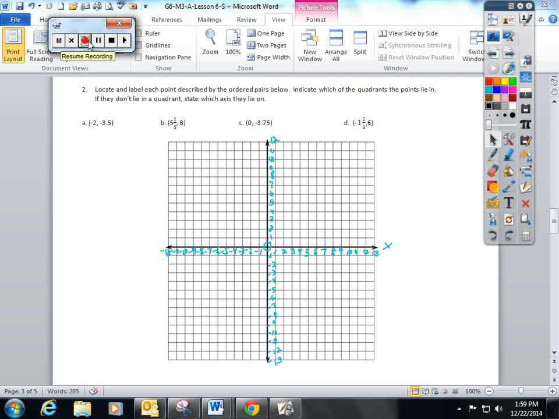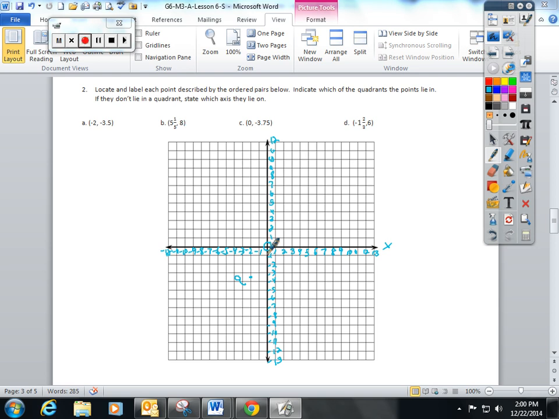Now we're going to locate and label points of ordered pairs that are not integers, positive or negative counting numbers. Now we're going to work on plotting ordered pairs that have rational numbers in it. So the first one is -2, -3.5. Starting at the origin, I go over -2, and I have to go down 1, 2, 3.5. I'm going to approximate that is 3.5 because it's located halfway between -3 and -4. So that's point A.